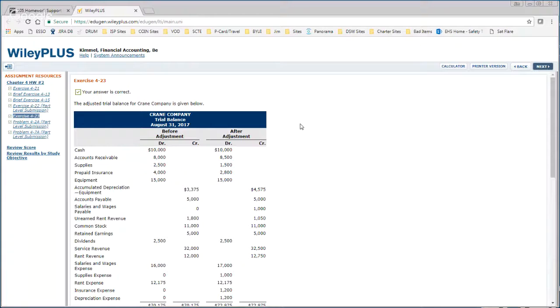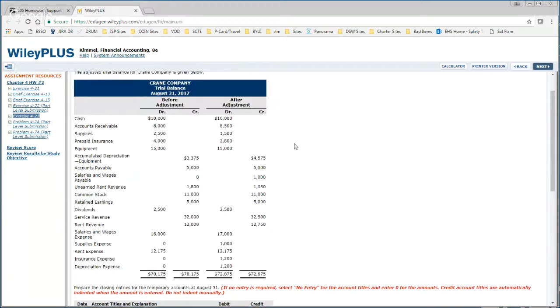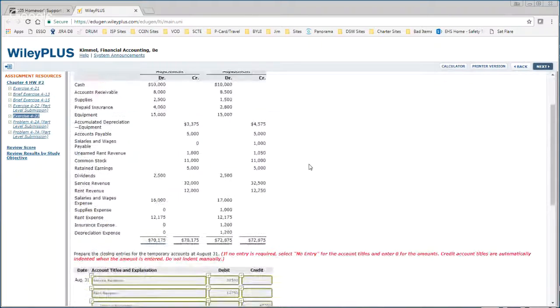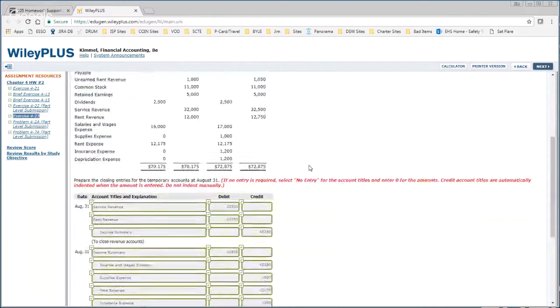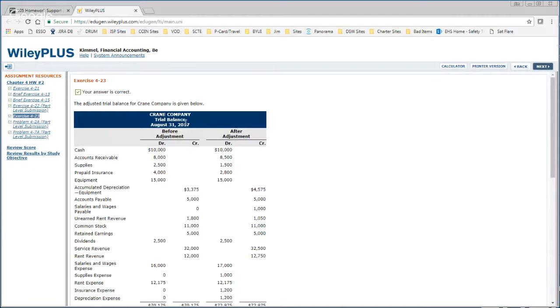So anyway, we have an adjusted trial balance here, with the adjustments. And the purpose of this problem is to do the closing entries. It says prepare the closing entries for the temporary accounts at August 31st. And so here's our trial balance for August 31st.